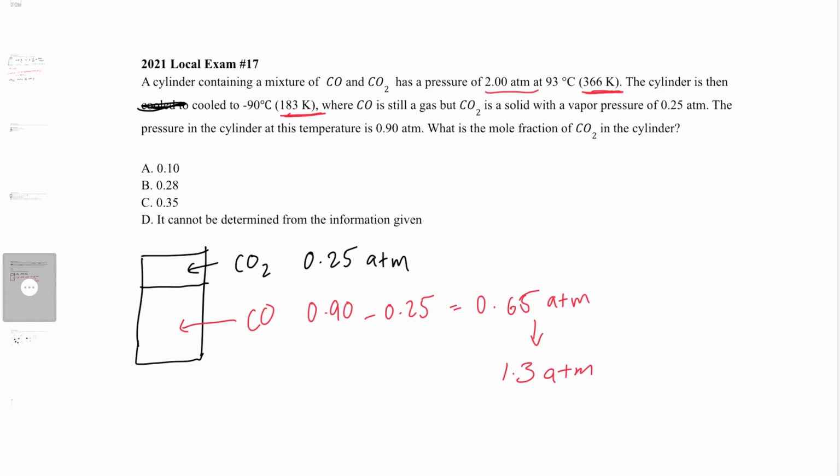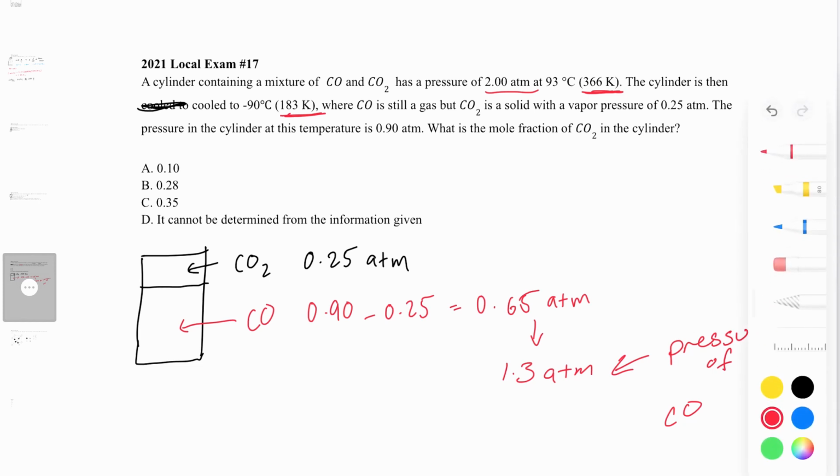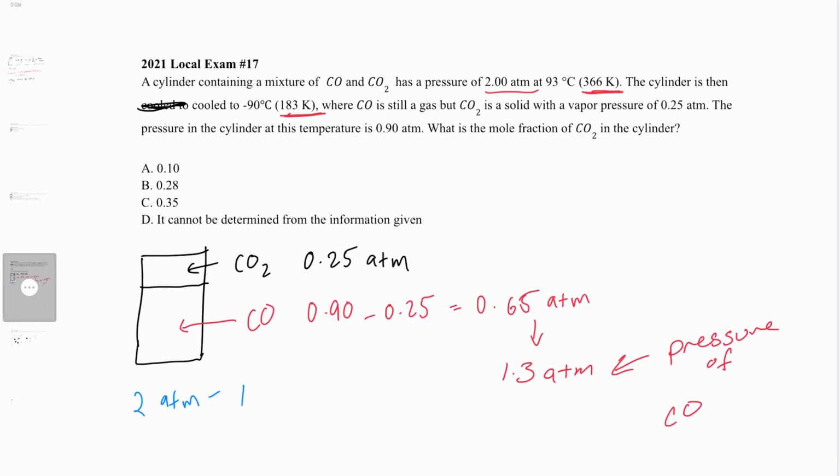Okay, so now that we have the pressure of the carbon monoxide in the first chamber, we could finally find out the mole fraction of carbon dioxide in the cylinder. This is because if the entire chamber had a pressure of 2 atmospheres, then that means that the 2 atmospheres minus the 1.3 atmospheres of carbon monoxide is going to give you 0.7 atmospheres of carbon dioxide.